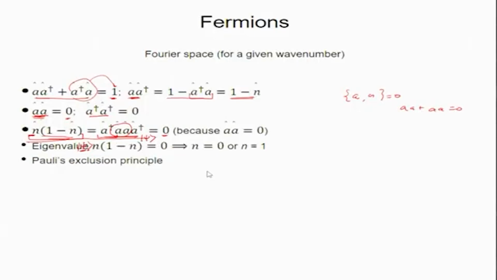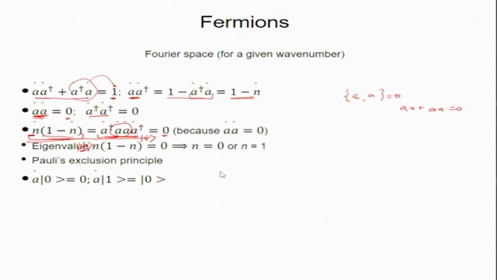So, this is Pauli's exclusion principle for fermions. These particles which obey this anti-commutation relation are called fermions. These are different from bosons. Bosons can have any number of particles in a given state, but here it can only be 0 or 1.